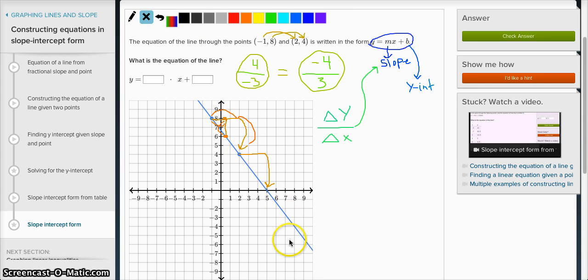So I hope I'm not just giving you too much information and confusing you. All you basically need to know is to find the slope, you do the change in y over the change in x.